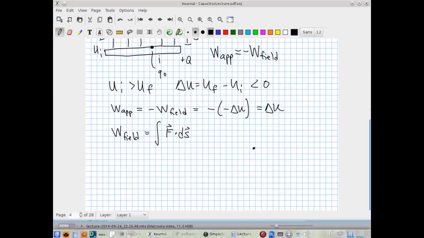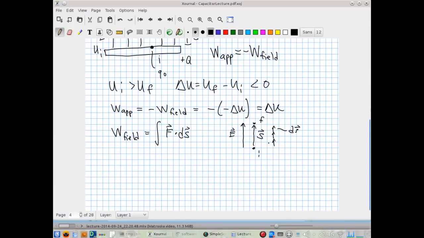Well, let's think about our path. We're starting at some initial point I and ending at some final point f. We know that the electric field points straight across from I to f. And if we imagine taking the simplest possible path, S vector, this could be made of a whole bunch of little ds vectors.